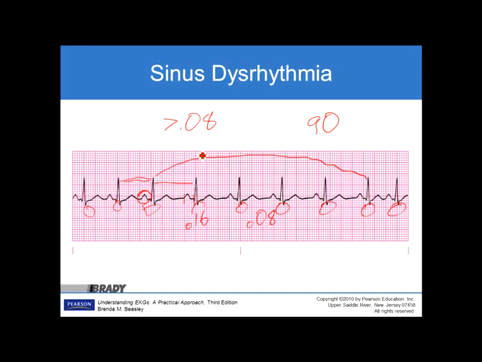0.08 seconds here. So we have 3 large boxes in between these 2 R intervals, and 1, 2, 3, 4 large boxes in between those 2. So it's definitely irregular in that spot. So this is a sinus dysrhythmia.